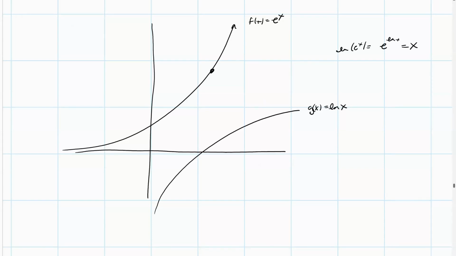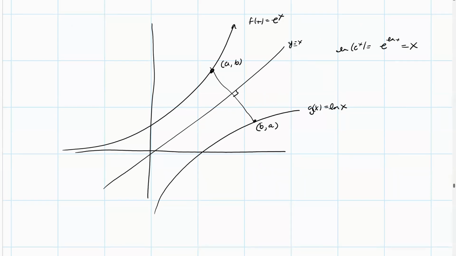For every point that's here, call it (a, b), there's a corresponding point on the other side, (b, a), right? And it so happens that those two corresponding points are always the reflection of one another across the line y equals x. So every time I think about inverse functions, I tend to just draw these two curves.